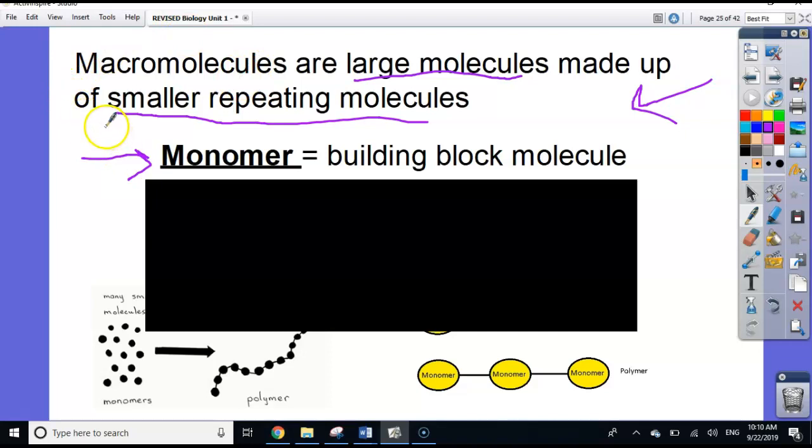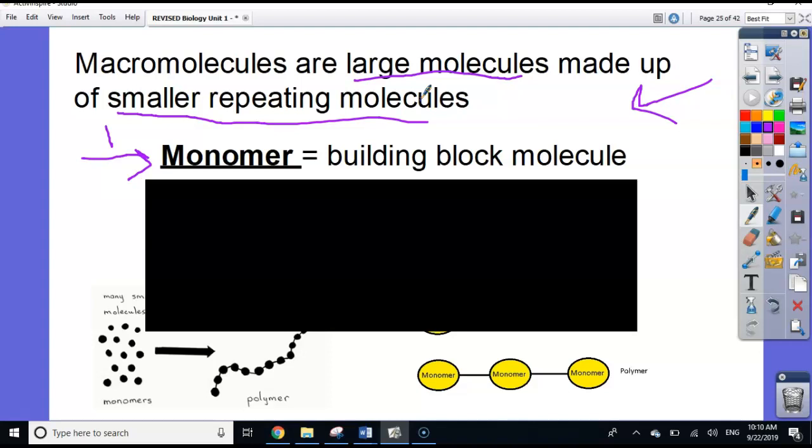Mono means one. You may have heard of the sickness, mono. That's short for mononucleosis, meaning it's got one nucleus. So a monomer is a building block molecule. It's like those Legos, okay? One Lego by itself is not going to build a Lego house or a Lego castle, but if we put a lot of them together, they're going to build that Lego house or that Lego castle.